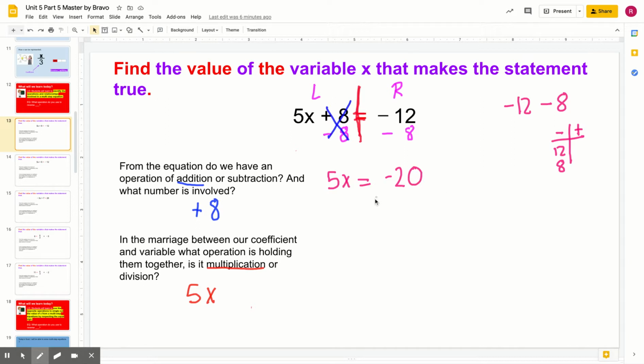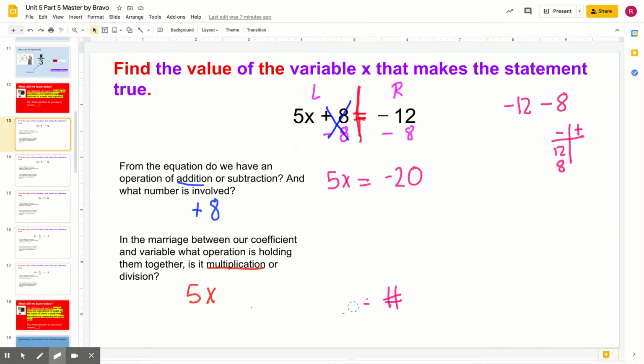All right. So at this point, you have to go back to what you observed regarding the relationship between 5 and x. And we said that it was multiplication that was holding the 5 and the x together. And remember, our objective is to find out what x is equal to. In other words, we're trying to organize this equation, so that we just have x by itself and a number on the opposite side of the equal sign.